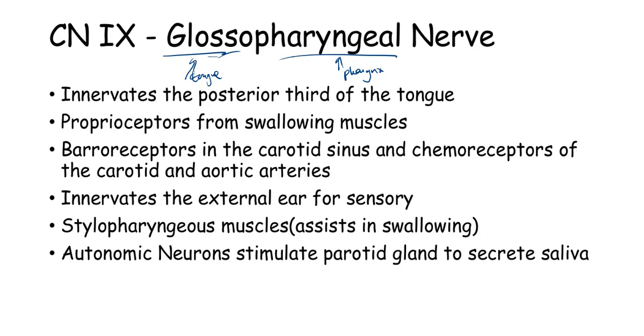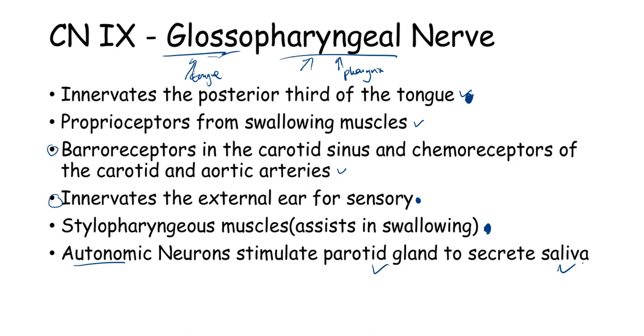It innervates the posterior third of the tongue, proprioceptors from swallowing muscles, because they are in the pharynx region, of course, and then there are also baroreceptors in the carotid sinus, and chemoreceptors of the carotid and aortic arteries as well. These are also innervated by the glossopharyngeal nerve, and it innervates the external ear. This one is important. So if you were to get away with any two points here, the external ear, the posterior third of the tongue, and the stylopharyngeus muscle, which assists in swallowing. These ones are very important. It also provides autonomic neurons that stimulate the parotid gland to secrete saliva as well. Those are important functions that you're going to have to know about the glossopharyngeal nerve.